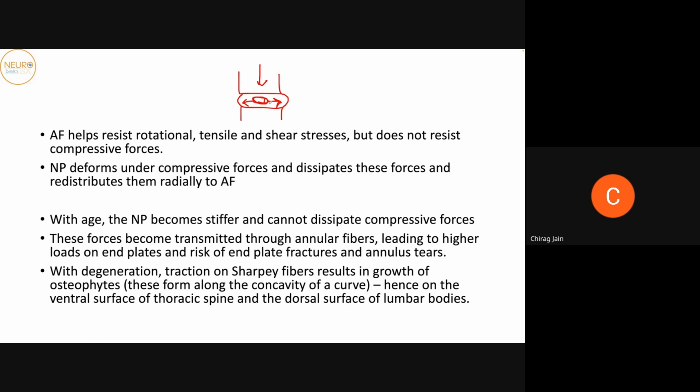As you age, the nucleus pulposus becomes stiffer. It is not able to deform under the compressive forces, which means that the compressive forces now travel to the annulus fibrosus. And the annulus fibrosus is not able to normally tolerate these forces, because of which it breaks down, leading to annular tears. This also can lead to further stress on the cartilaginous end plates, which can also break down and lead to fractures of the vertebral body as well.